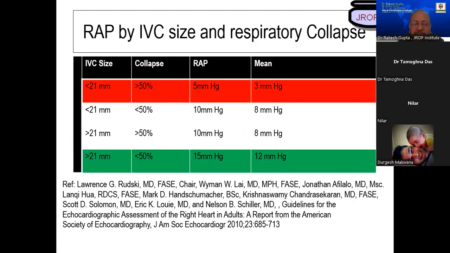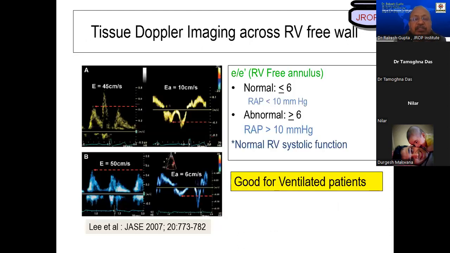Now the question comes, when my IVC is not seen, it's a very difficult problem. And it's very common when the patient is post-operative with a bandage all around his chest and abdomen. We can't see my IVC. So what do we do? We go to RV free wall TDI, tissue Doppler imaging of the RV free wall, and tricuspid flow.